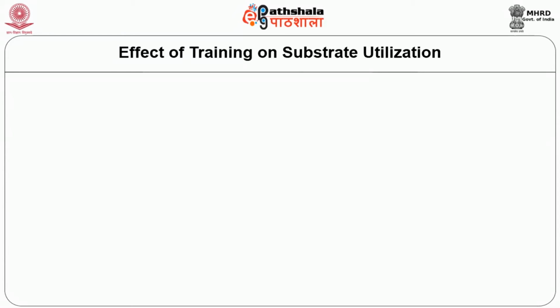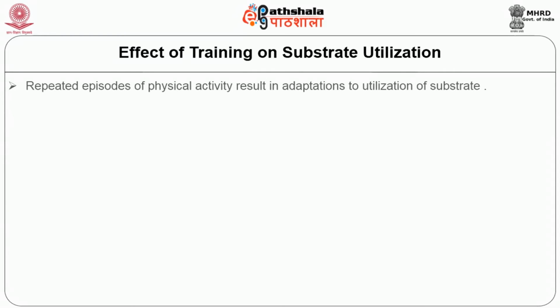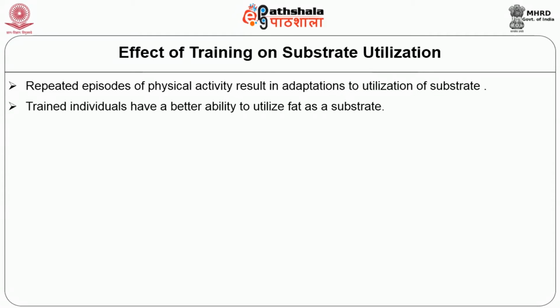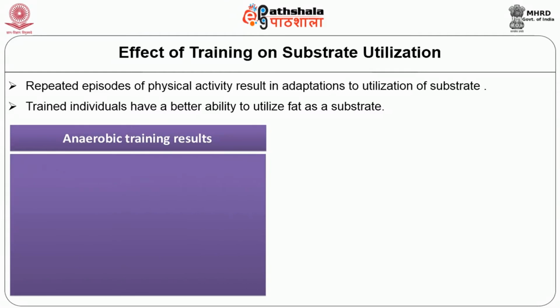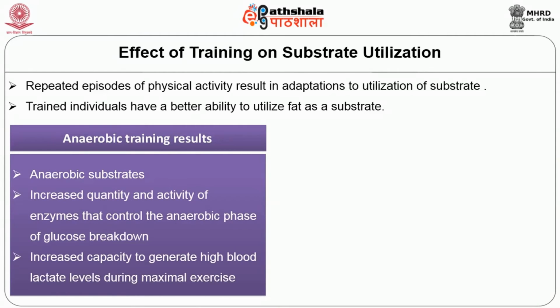What is the effect of training on substrate utilization? Repeated episodes of physical activity result in adaptation to utilize a substrate. Trained individuals have a better ability to utilize fat as a substrate. Anaerobic training results in increased intramuscular levels of anaerobic substrates like ATP, phosphocreatine, and glycogen, and increased quantity and activity of enzymes that control the anaerobic phase of glucose breakdown. There is also an increased capacity to generate high blood lactate levels during maximal exercise.